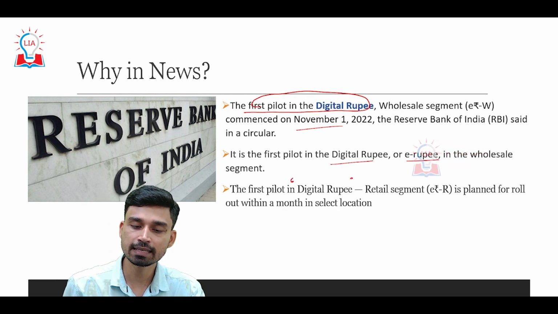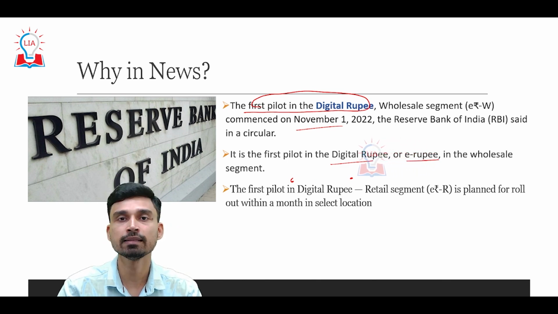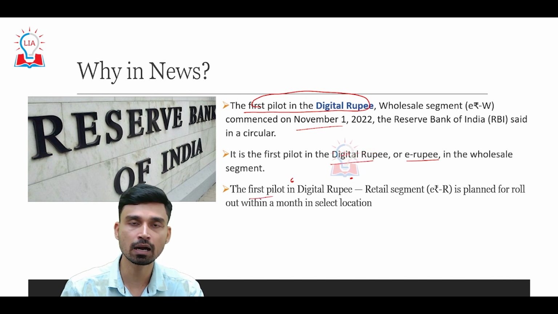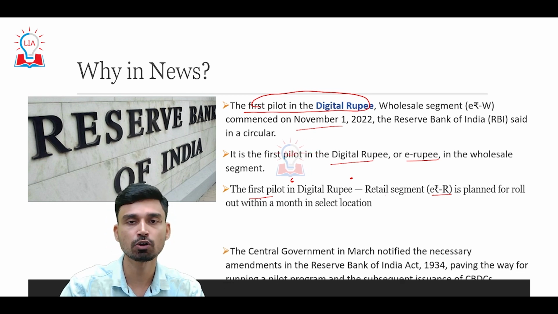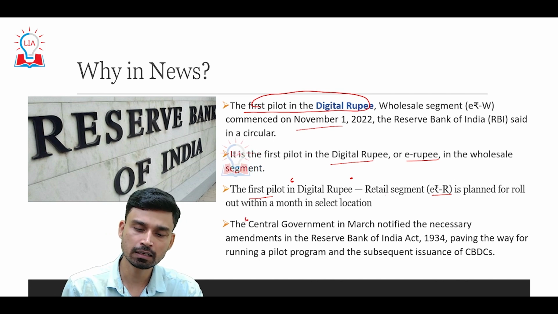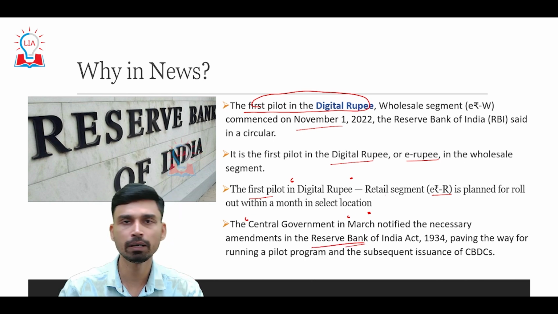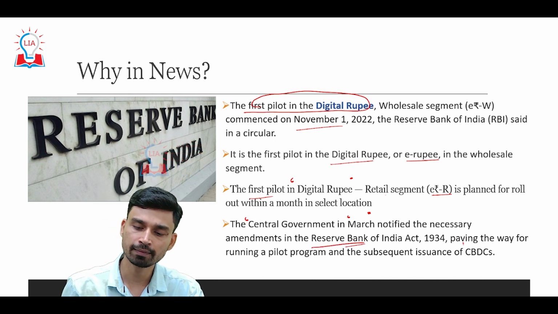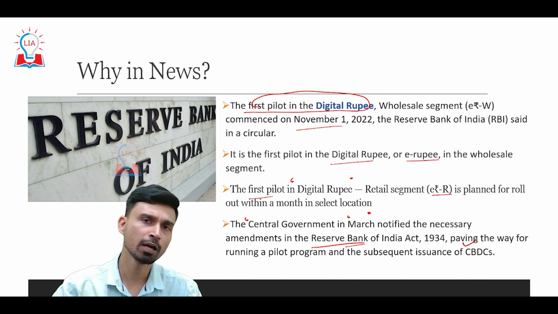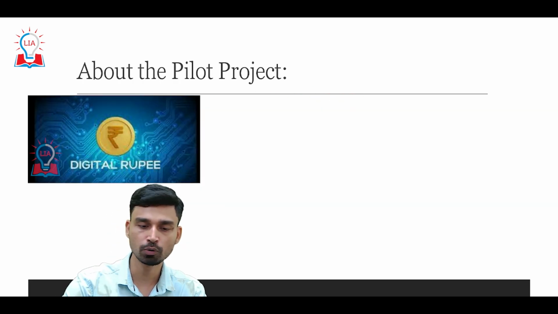As far as the retail segment is concerned, RBI has also announced that in the coming month, that is in December, RBI will start its first pilot in the e-rupee retail segment in select locations of India. As for the background of this launch, the central government in March of this year notified and made the necessary amendment in the RBI Act of 1934, which paved the way for running the pilot program and will also pave the way for the subsequent launch of CBDCs, that is Central Bank Digital Currency, commonly known as Digital Rupee.